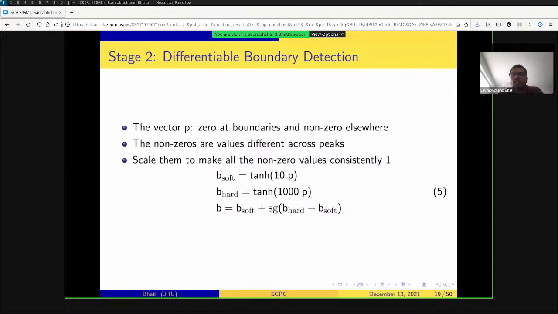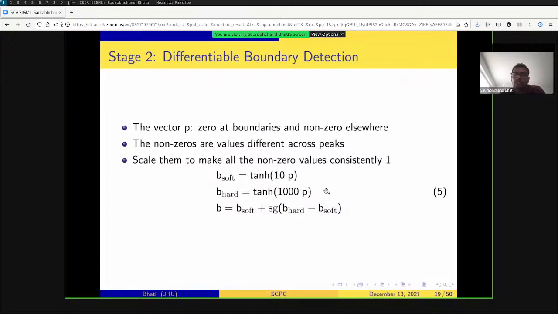And if you have a non-zero value, for example, say 0.2, 1000 times 0.2 is 200, and tanh of 200 is essentially 1. So we could do that, but if we directly do it, then it will saturate all the gradients and the training will not be possible. So to avoid that, we use a straight through trick, which is essentially defining a soft boundary detector, where you multiply p by a lower value and take the tanh, and then we define b hard, which is multiplying p with a very large value.